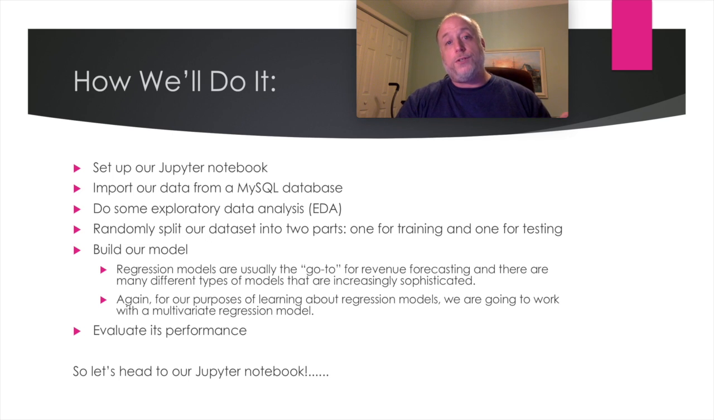And as I mentioned in the beginning, we're going to be using linear regression models. Now, linear regression models are generally the go-to model that data scientists use to predict sales and to put forecasts together in general. We're going to use a fairly simple model known as a multivariate regression. So last, we'll be evaluating the model's performance, and you'll see all that in a few minutes. So let's head to our Jupyter notebook.